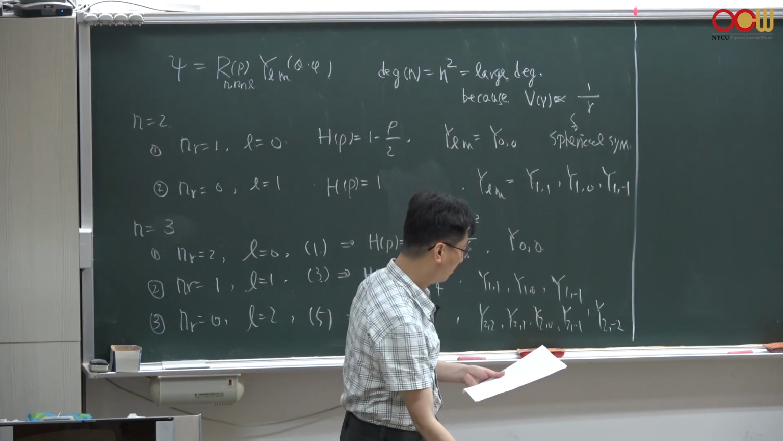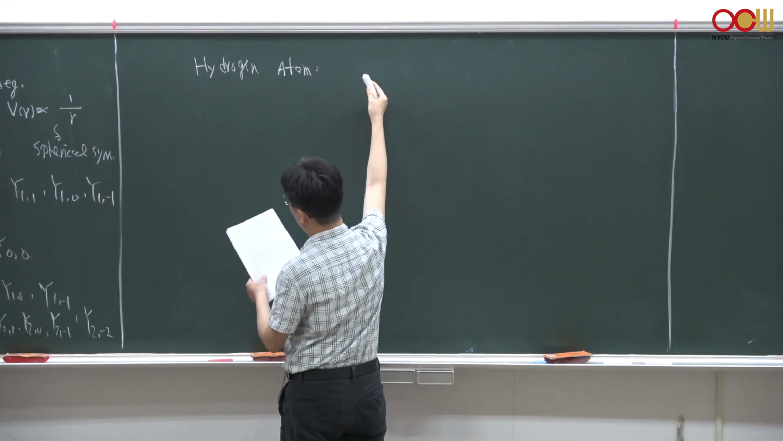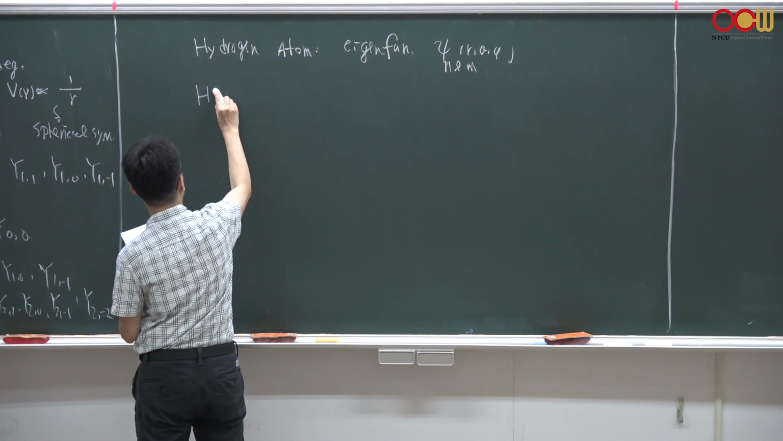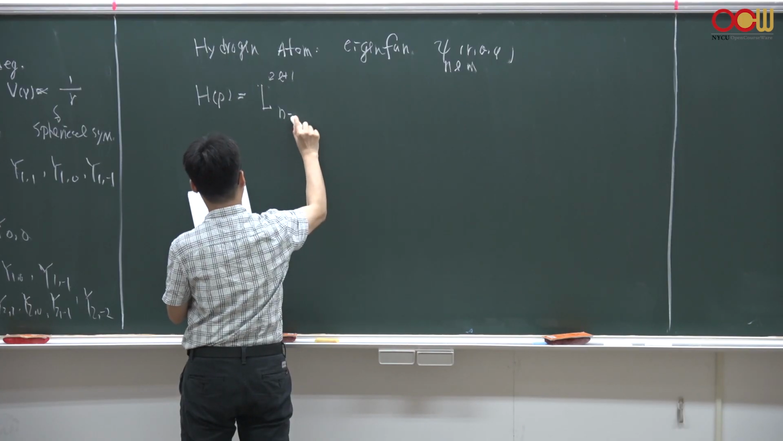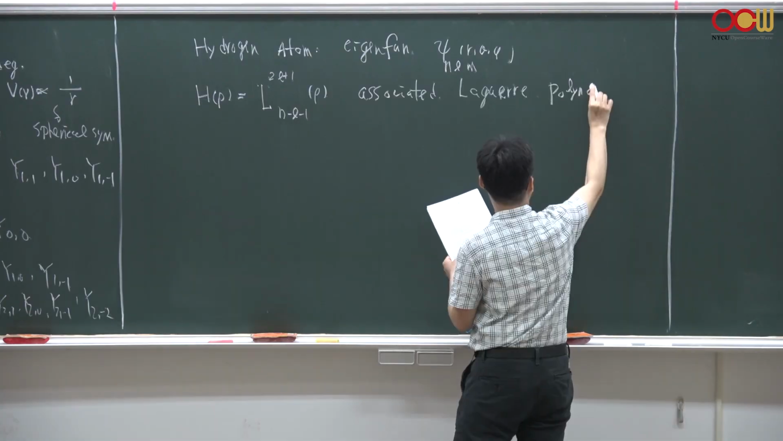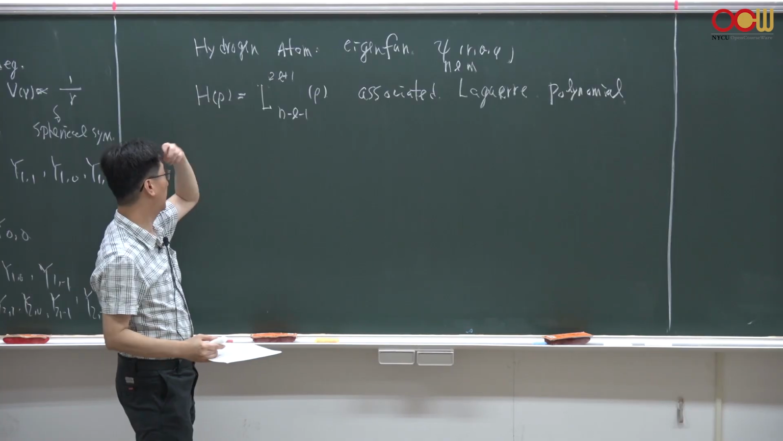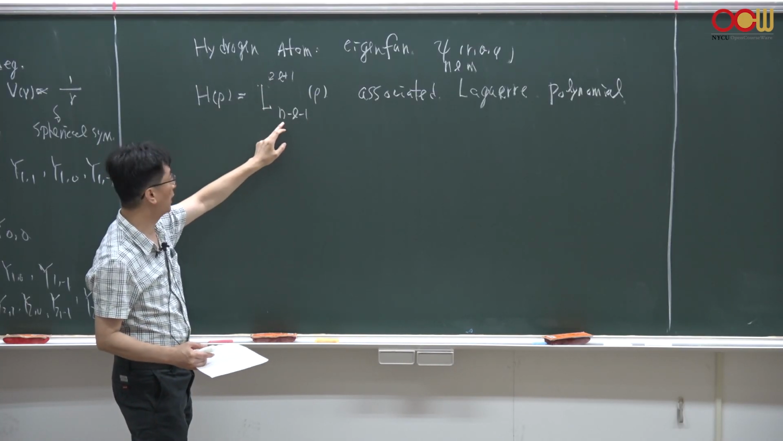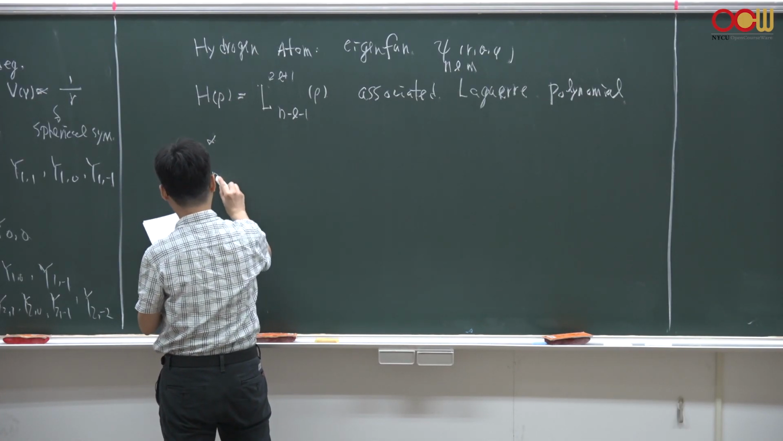Let's just combine everything to look for these eigenfunctions. In general, this H polynomial has a name. There is a special function called the associated Laguerre polynomial. This is denoted by this capital L with a superscript 2L plus 1 and subscript n minus L minus 1. So this symbol refers to that definition.